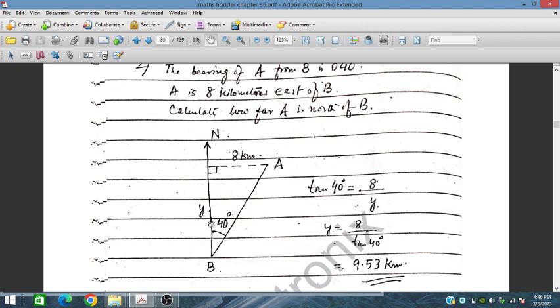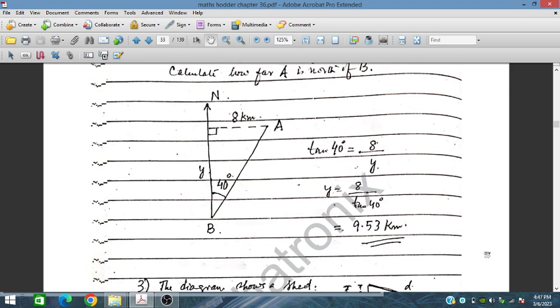So this is Y. In this triangle, this is opposite, this is adjacent. So tangent 40 degrees is equal to 8 upon Y. So Y is equal to 8 upon tangent 40, which is 9.53. So this distance is 9.53 kilometers.